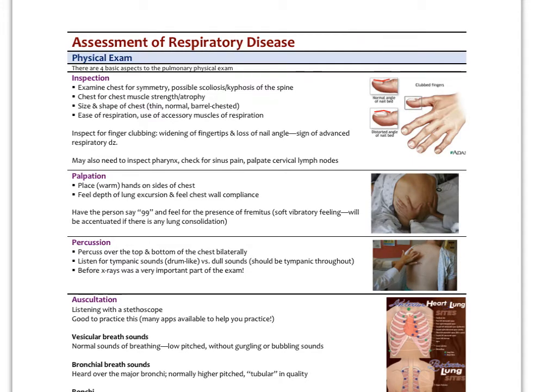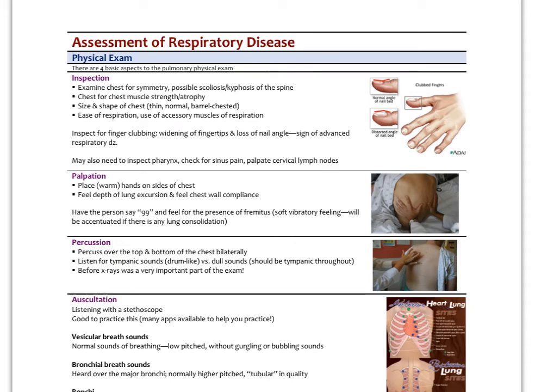Kyphosis, of course, is when you're bent forward, hunched over, like in severe osteoporosis. But that can happen, and we see that often in emphysema. People really are using their accessory muscles to breathe. They get very thin, and you can really see their neck muscles are constantly being used to help them breathe and so forth.